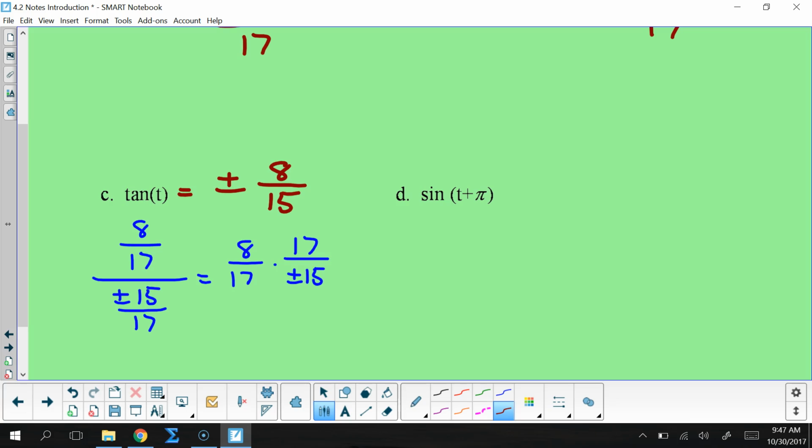Okay. The sine of t plus 5 is formula number 9, so that is equal to the negative sine of t. So that one, again, is negative 8 over 17. Okay?